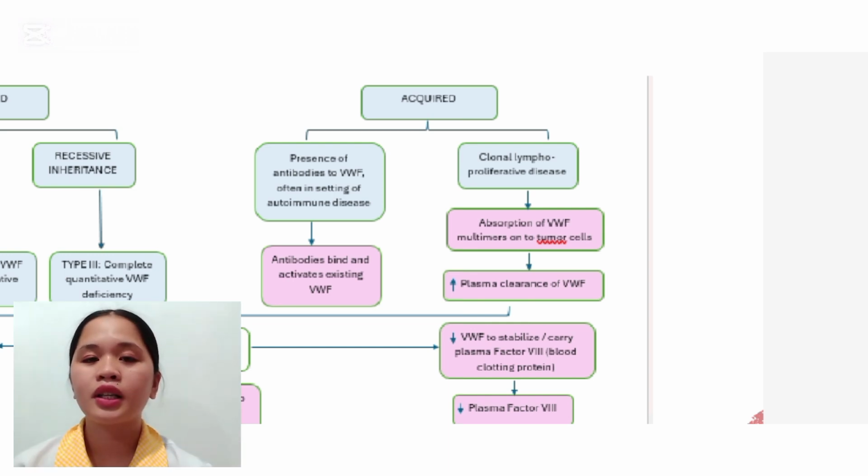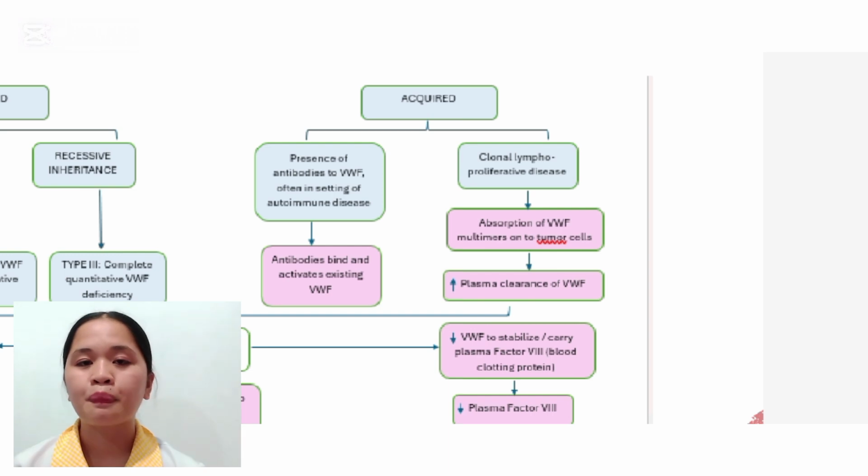This acquired condition results in the presence of antibodies to von Willebrand factor in autoimmune diseases. The body mistakenly produces antibodies against von Willebrand factor, and these antibodies target the von Willebrand factor in the bloodstream, impairing its natural function in blood clotting. This immune response is a common trigger for acquired von Willebrand syndrome.